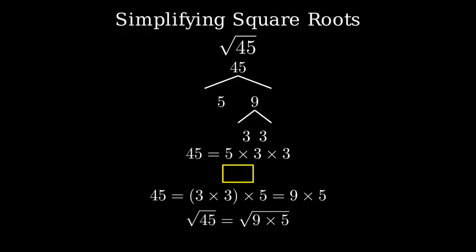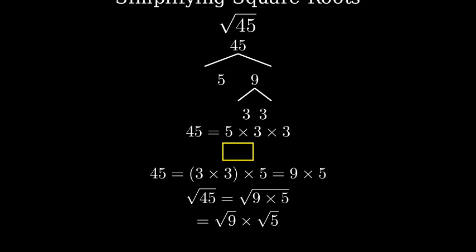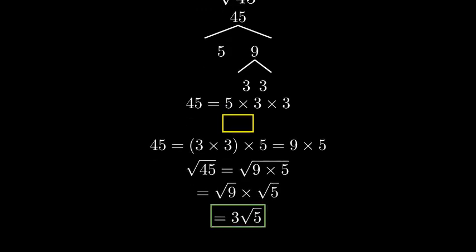The square root of 45 equals the square root of 9 times 5. Since 9 is a perfect square, we can take its square root. The square root of 9 is 3, and we keep the square root of 5. Therefore, the square root of 45 equals 3 times the square root of 5.